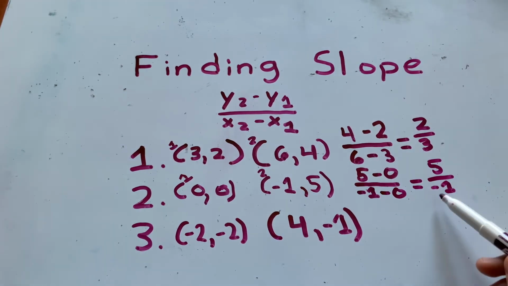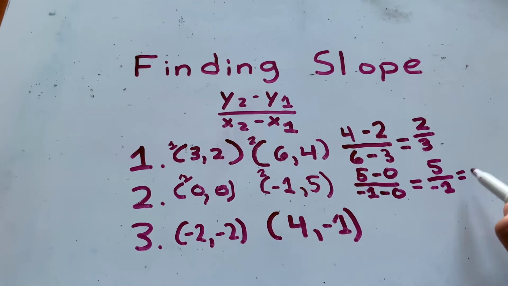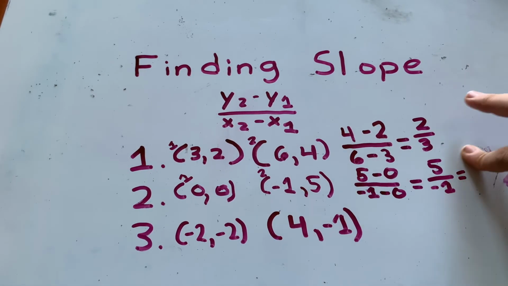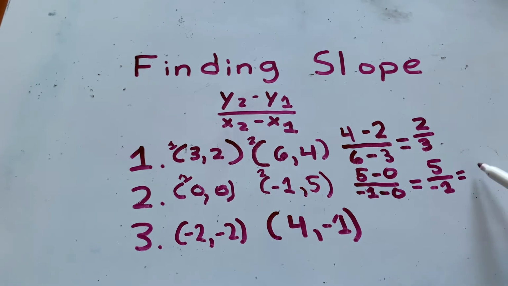Now you never have a negative in the denominator, so this would become negative 5 over 1. And since it's over 1, we can just make it negative 5. So we'll just erase that, and it'll just equal negative 5.